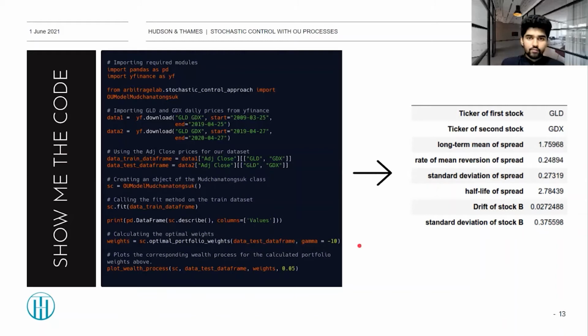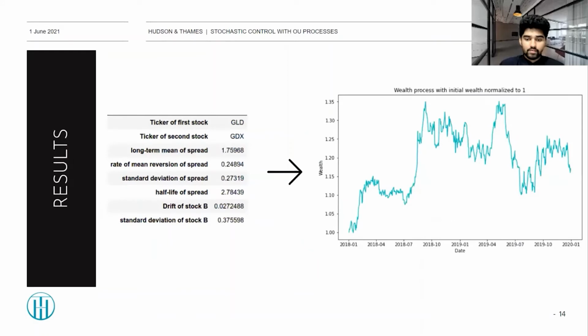So that's pretty much it for calculating the optimal portfolio weights. And using the calculated optimal portfolio weights, we are able to generate the wealth process as well. So in the next slide, we can see the wealth process that is calculated throughout the testing period. Here, the testing period is from 2018 Jan to 2020 Jan. And our initial wealth is assumed to be 1. And our final wealth is around 1.15. So we have made a decent profit, but there are some drawdowns to consider here.